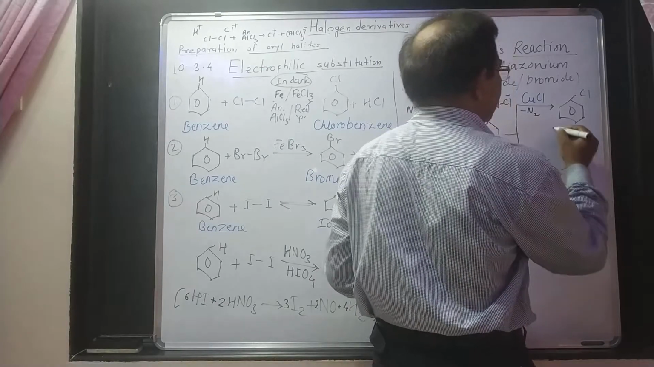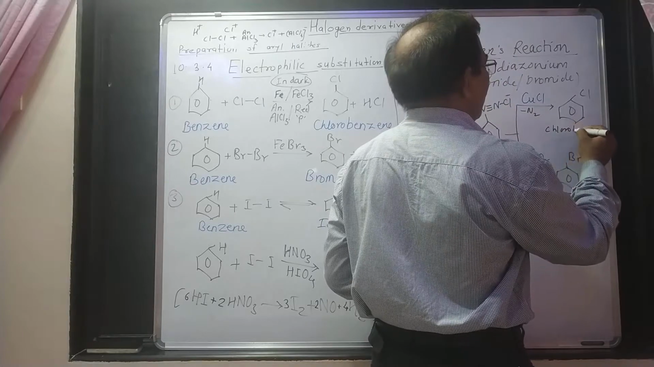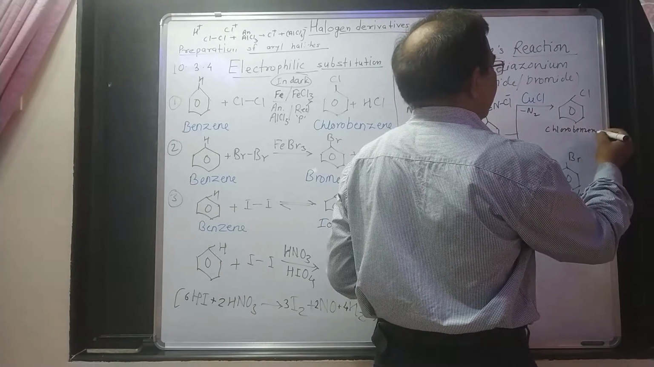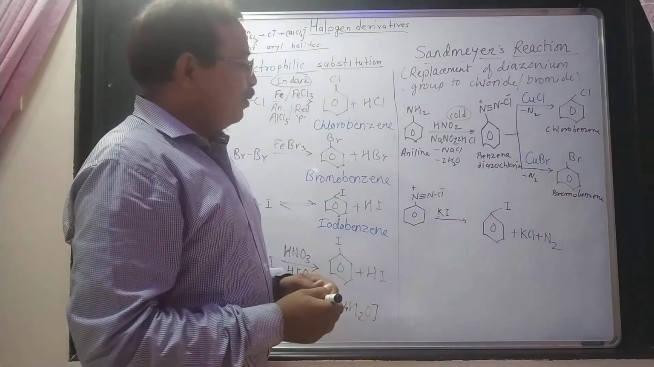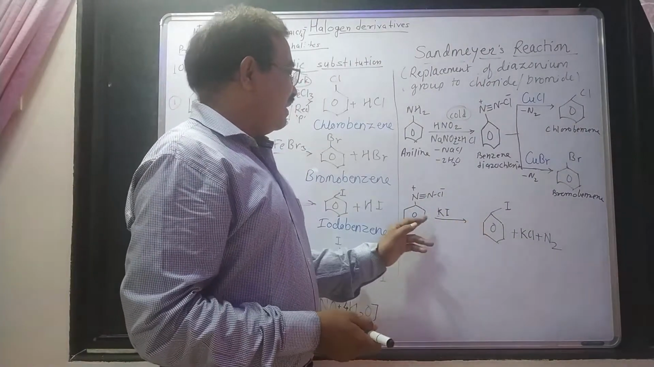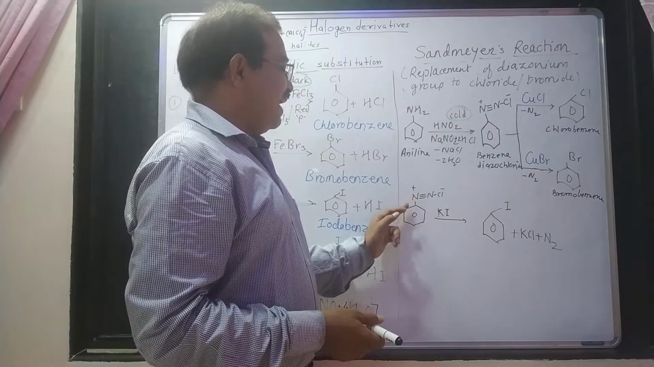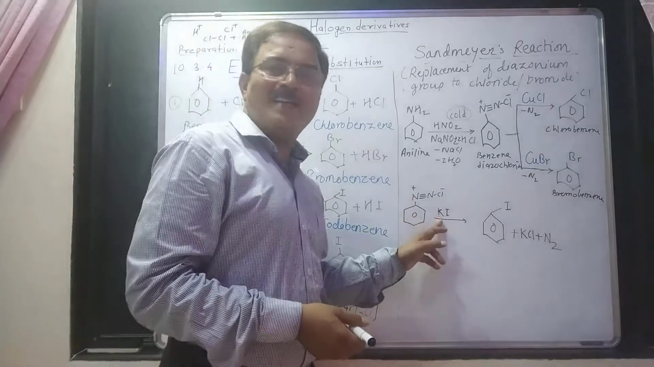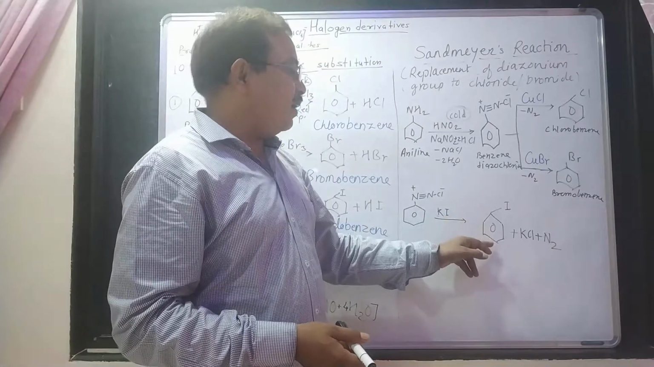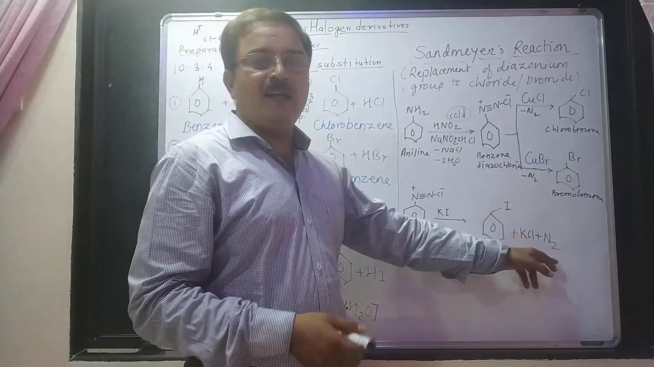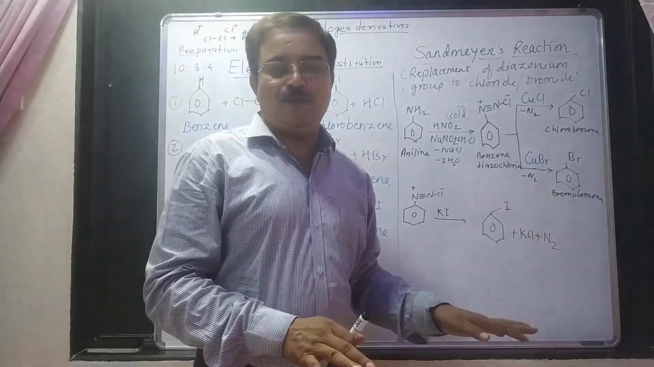Bromobenzene. Here, chlorobenzene. Okay. Now how to prepare iodobenzene? Again, the benzene diazonium chloride when it reacts with potassium iodide, we get iodobenzene, KCl, and again nitrogen gas will be given out there.